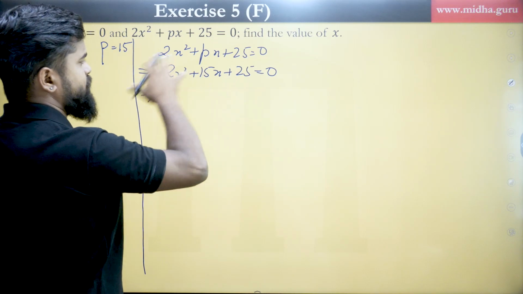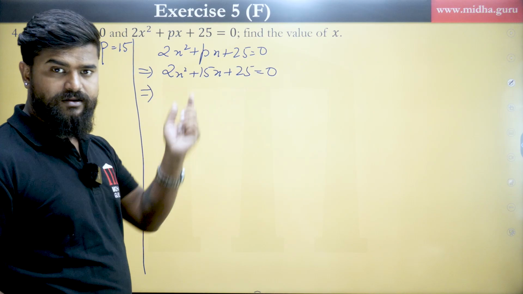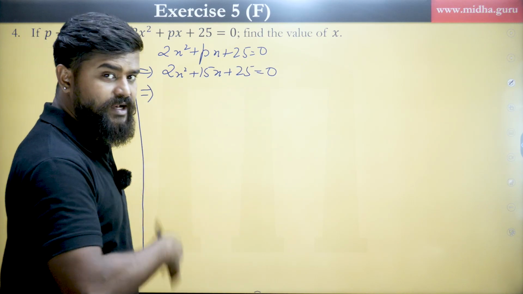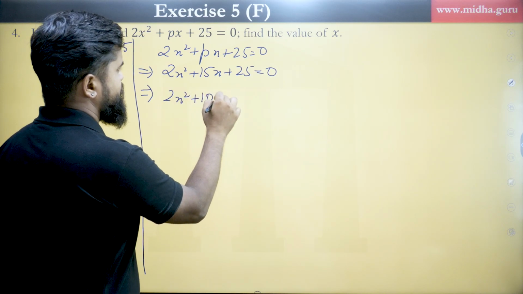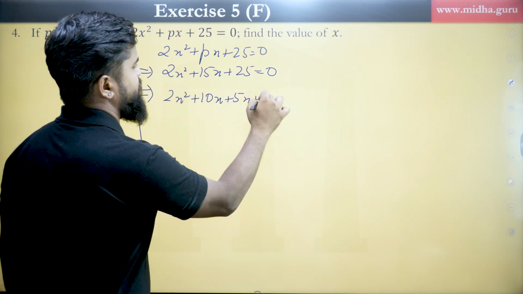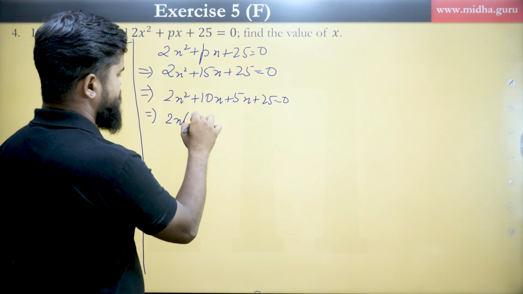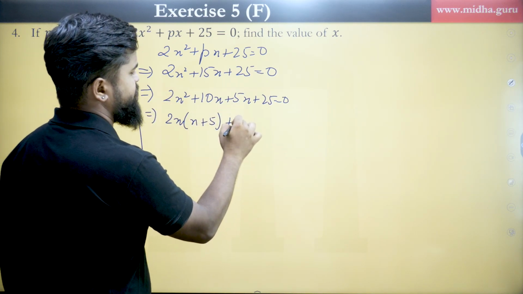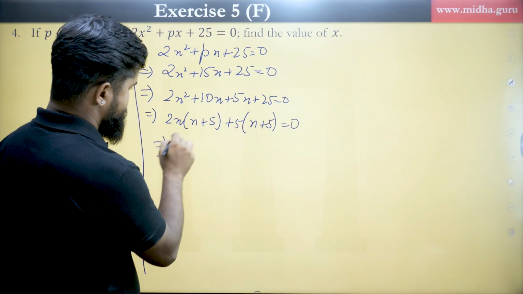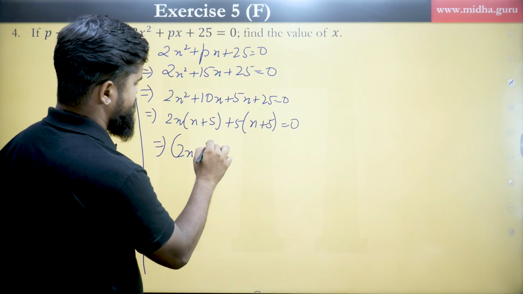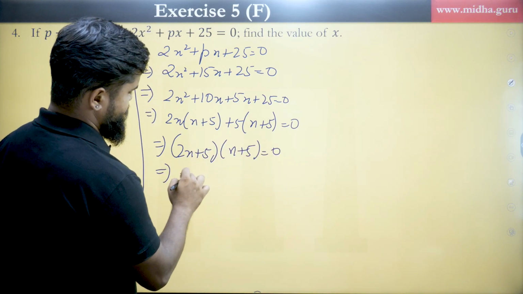Now we need to factorize this by splitting the middle term 15, such that it adds up to 15 and gives us a product of positive 50. So we'll write 2x square plus 10x plus 5x plus 25 is equal to 0. Here we'll take 2x as common, we'll get x plus 5. Again we take 5 as common, get x plus 5.